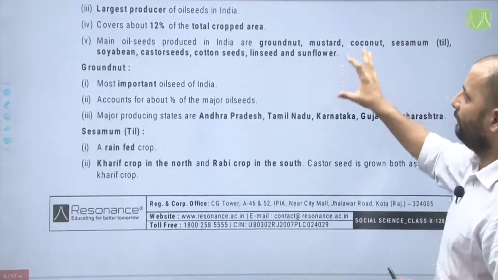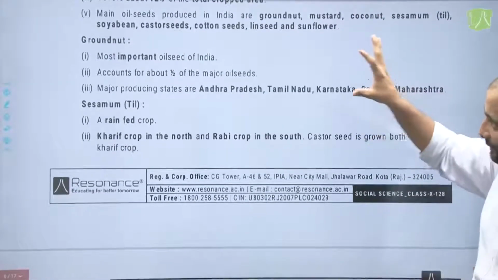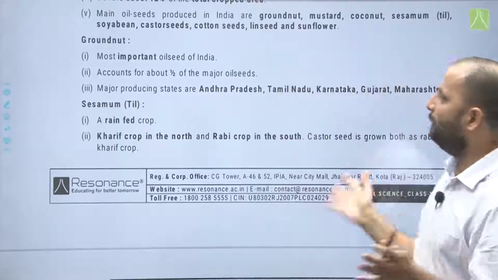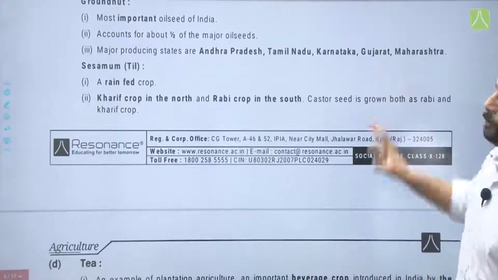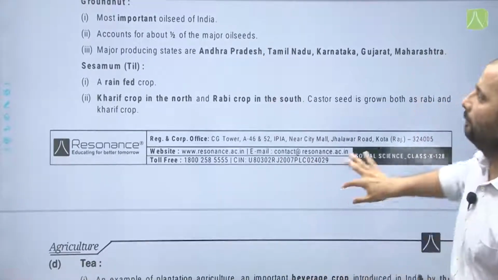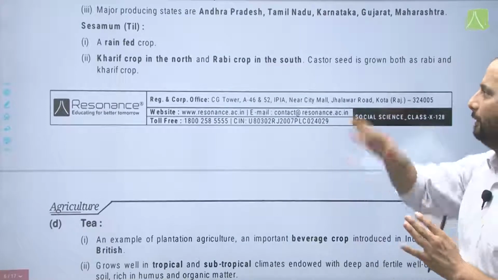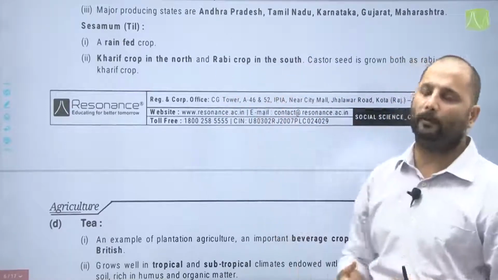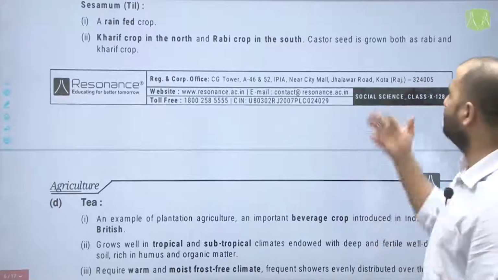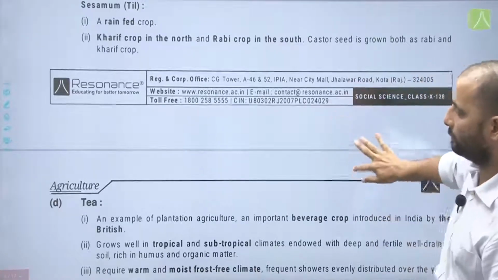Main oil seeds produced in India are groundnut. Groundnut is the most important oil seed, accounting for almost half of the major oil seeds. Major producing states are Andhra Pradesh, Tamil Nadu. Sesame or til is a rain-fed crop, a kharif crop in North India and a rabi crop in South India. Castor seed is grown as both a rabi and kharif crop.